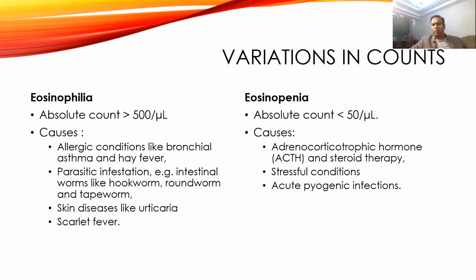Whenever there is an increase in count, we call it eosinophilia. Whenever there is a decrease in count, we call it eosinopenia. Whenever the count is more than 500, we call it eosinophilia. You will see that usually in allergic reactions like asthma, hay fever, parasitic infections like worm infection, hookworm, tapeworm. Then allergic skin diseases like urticaria or scarlet fever. In those conditions, there will be an increase in eosinophil count.